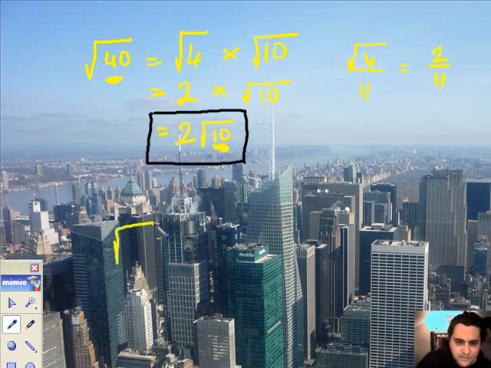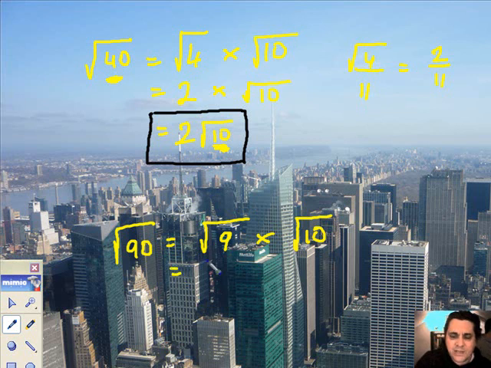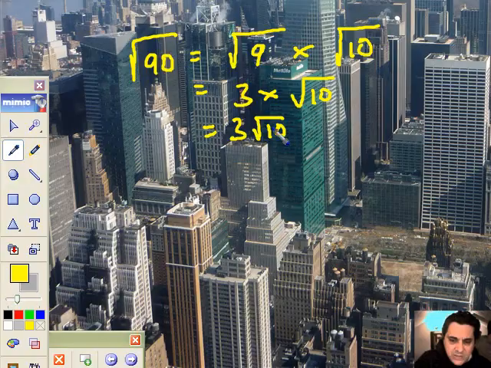Square root of 90. How are we going to break this up? Well, the only way to get a square number out of that is to go 9 times 10. So root 9 times root 10 makes root 90. The square root of 9 is 3, I've been reliably informed. Multiplied by the square root of 10, which you can't do anything with because it's a surd, it's irrational. Final answer, I've got 3 root 10.